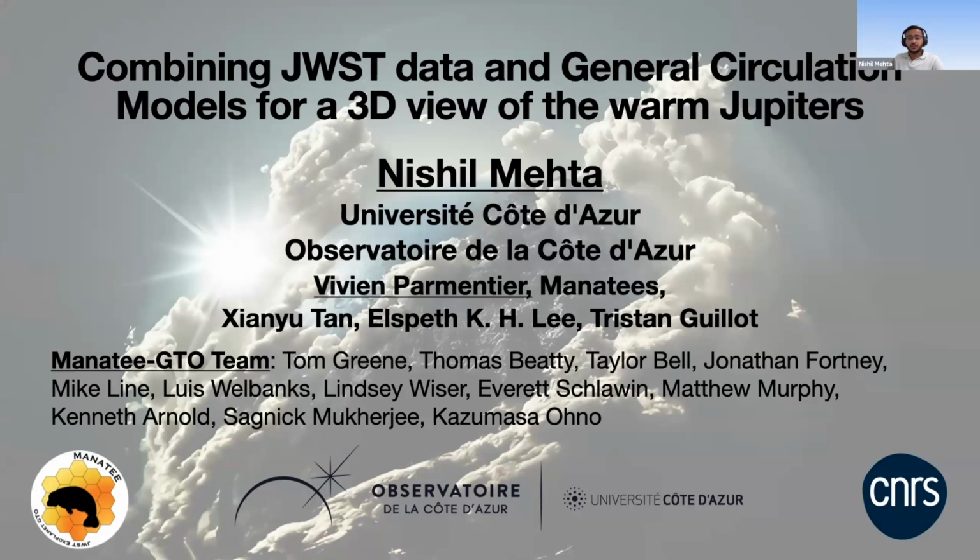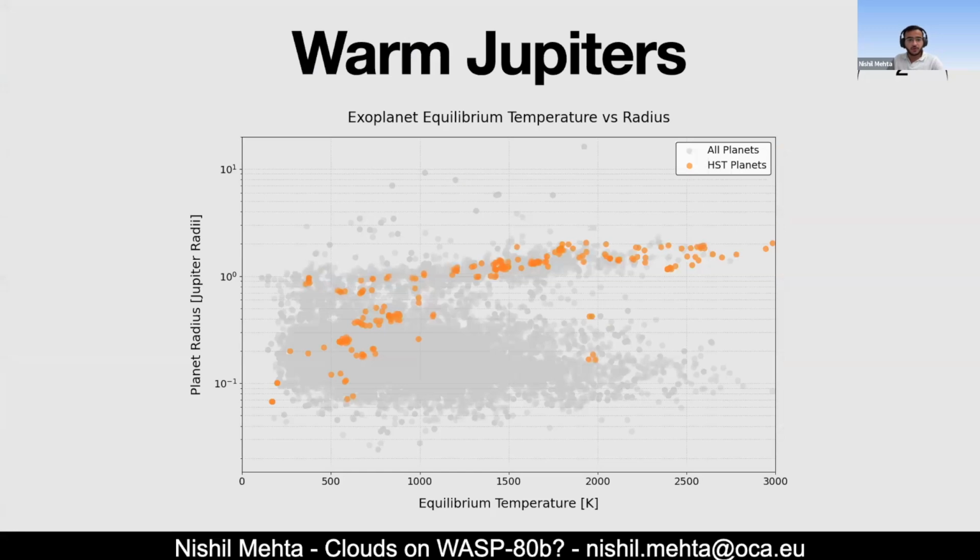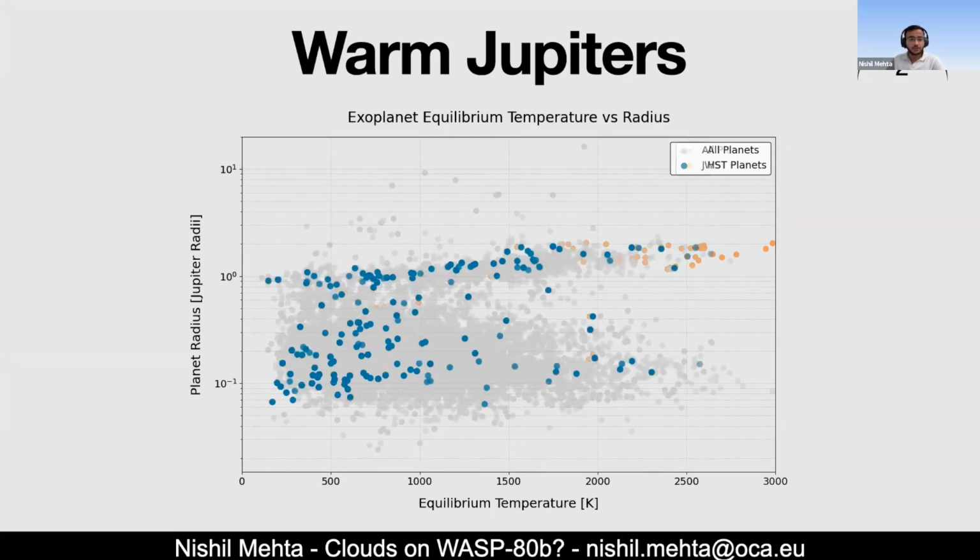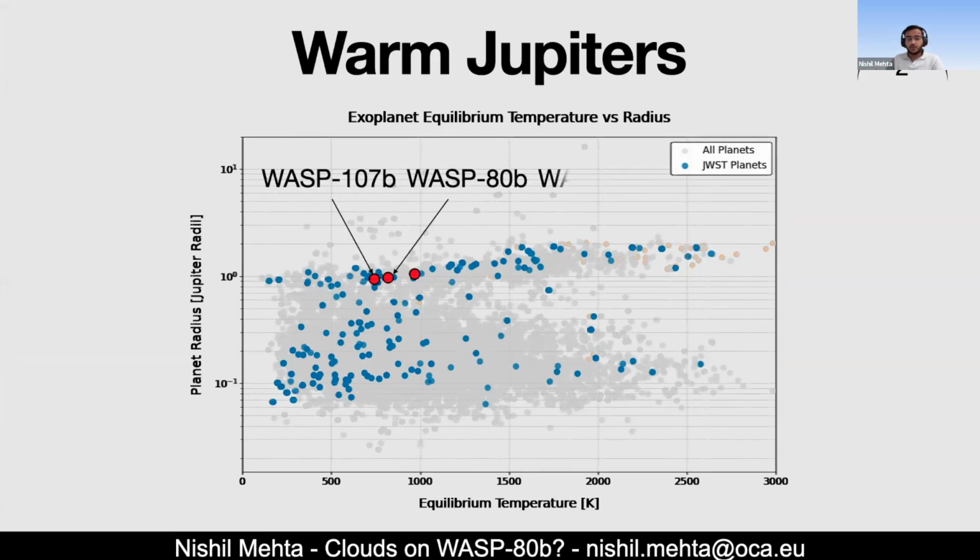Now, I would like to start with this exoplanet plot for equilibrium temperature versus the radius, where I've highlighted all the HST planets. During the HST era, we mainly focused on hot Jupiters. But with JWST, we now have the opportunity to study the warm Jupiters. Warm Jupiters are Jupiter-sized planets with an equilibrium temperature of less than 1000 Kelvin. And in this talk, I'll be mainly focusing on these three planets, which are WASP-107b, WASP-80b, and WASP-69b.